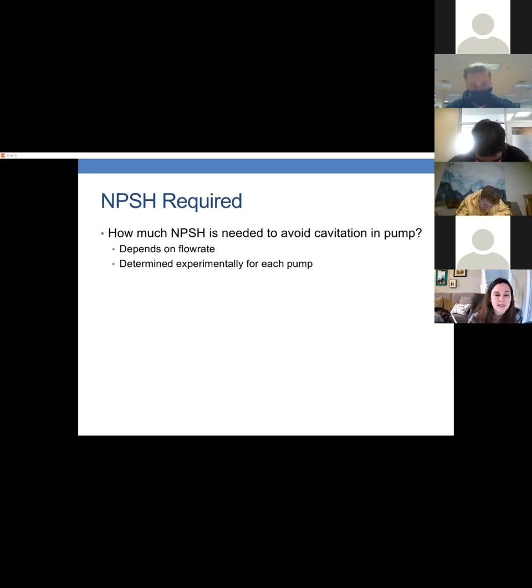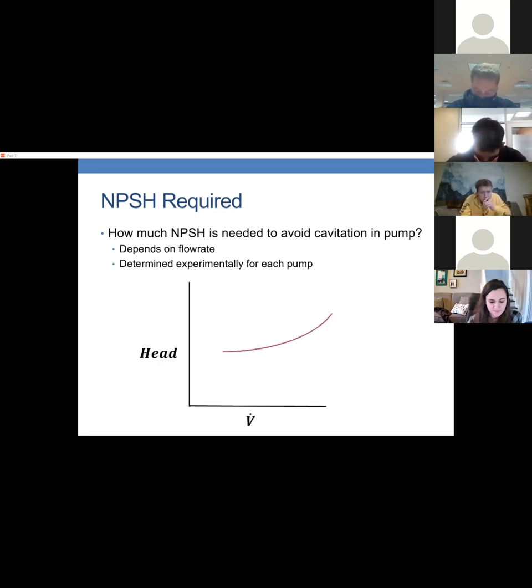Just as a general rule, do you think inside the pump, cavitation will be more likely at higher flow rates or lower flow rates? What do you think? Lower flow rates? Okay, I can see why you would think that because that's generally less energy. But actually, no. At higher flow rates, cavitation inside the pump is going to be more likely.